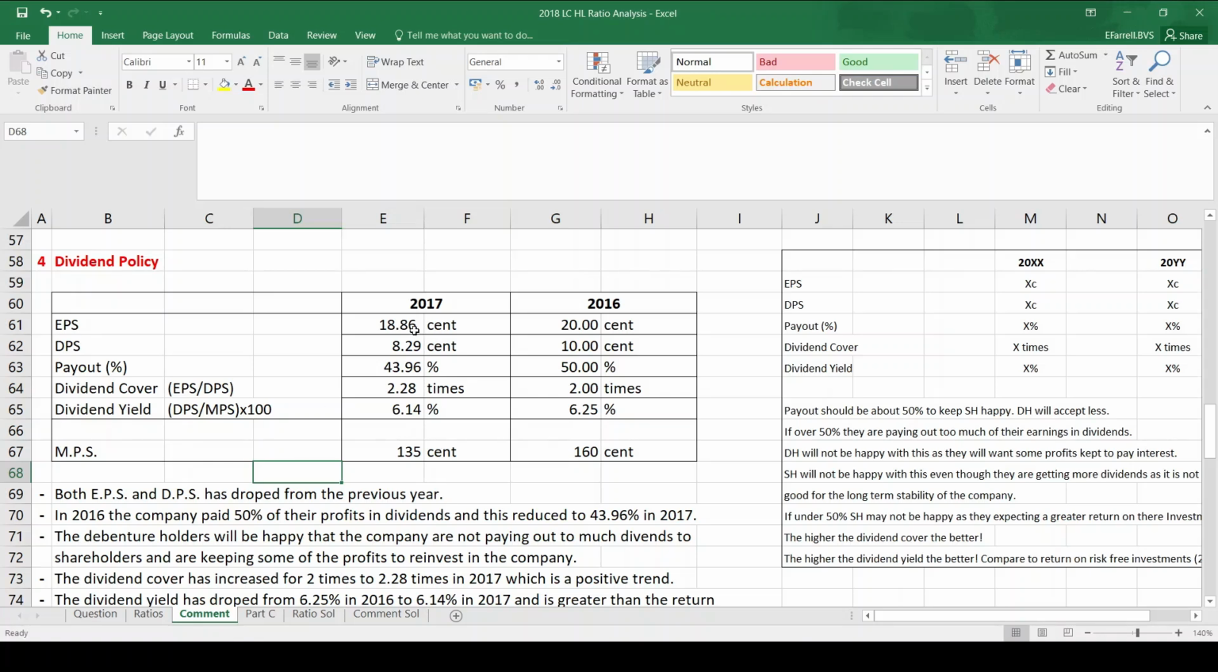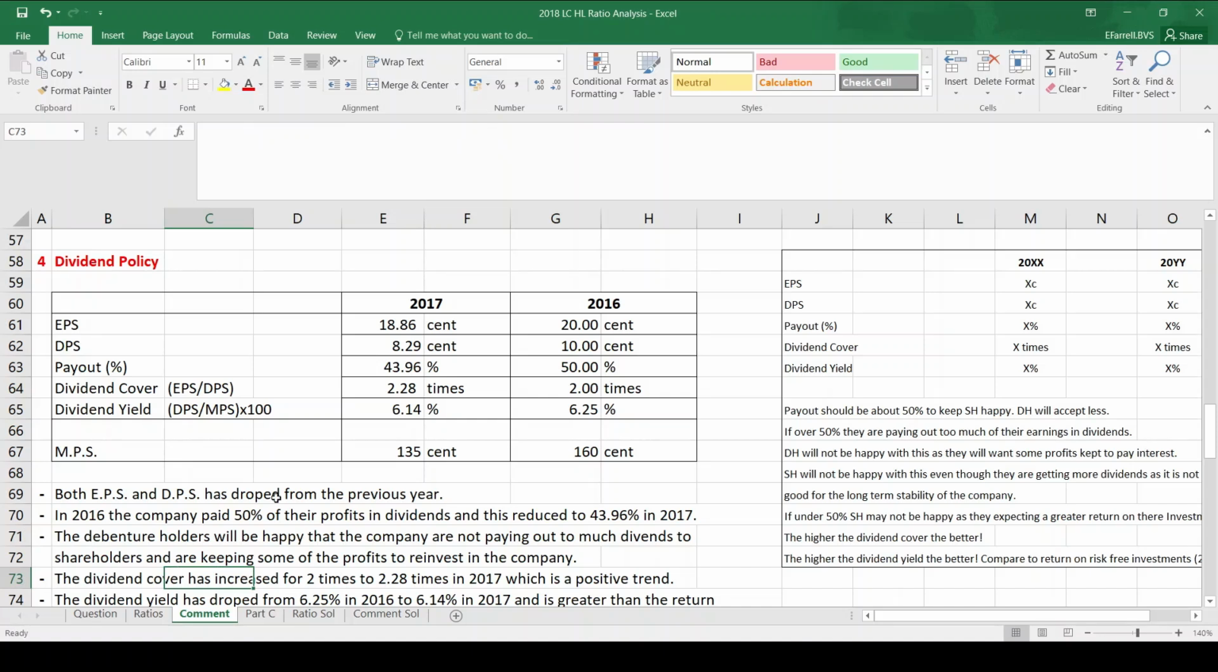Both earnings per share and dividend per share have dropped from the previous year, so they've broken down slightly. In 2016, the company paid out 50% of the profits in dividends, and this reduced to 43.96% in 2017. The debenture holders should be happy enough that the company is not paying out too much dividends to shareholders and is keeping some of the profits to reinvest. If this was up at 60, 70, 80%, the debenture holders would not be happy.